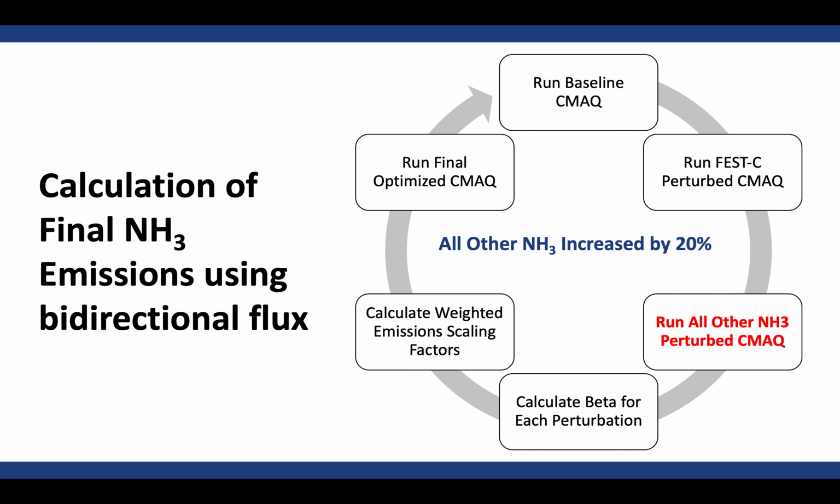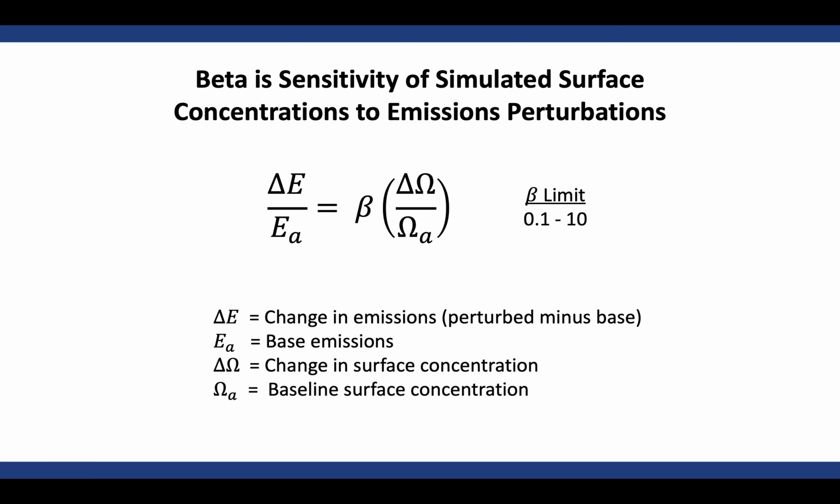Then, having two separate perturbed runs and the baseline, we can calculate this beta for each perturbation. So what beta basically is, it's just a sensitivity of the simulated surface concentration to these emissions perturbations we're making. So here in this equation, it's basically looking at how this change in emissions impacts the change in surface concentrations. It has a limit of 0.1 to 10, and this is basically just to prevent any one iteration of the inversion from going crazy in one direction, whether it's increasing emissions significantly or decreasing emissions significantly.